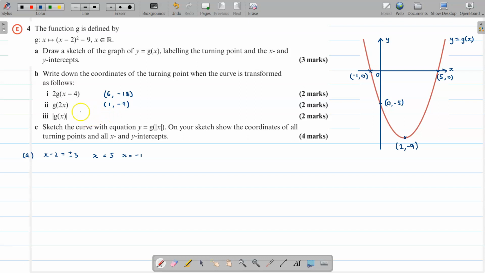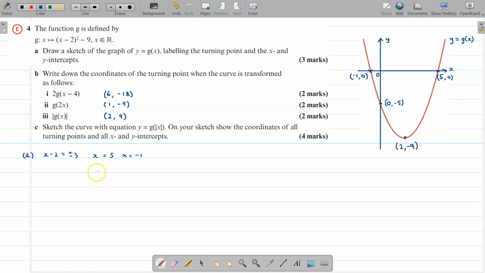And the modulus of g of x. Well, the modulus of g of x will simply cause everything that's below the x-axis to be reflected in the x-axis. So instead of being at 2, -9, it's going to be reflected right up here to the point 2, 9. And that is the answer to part B.